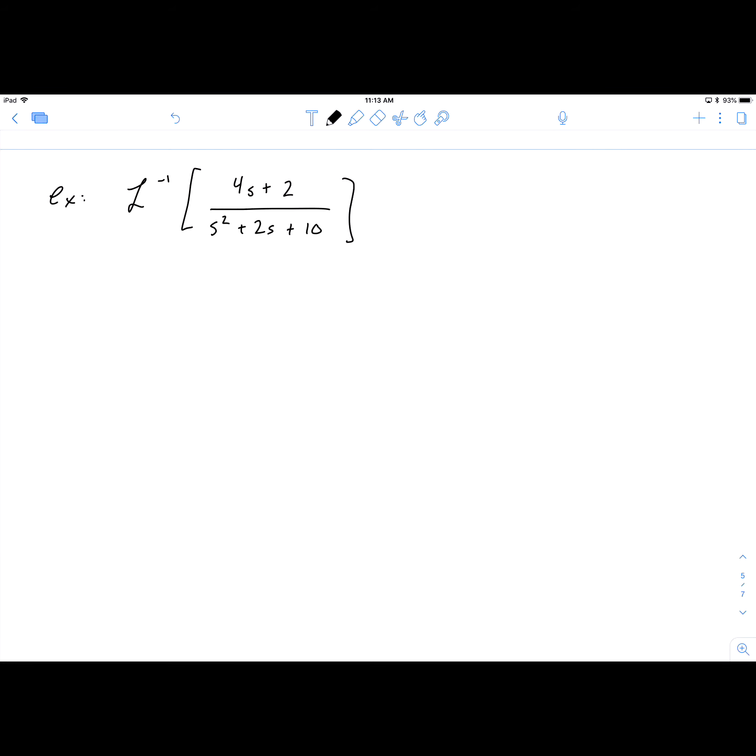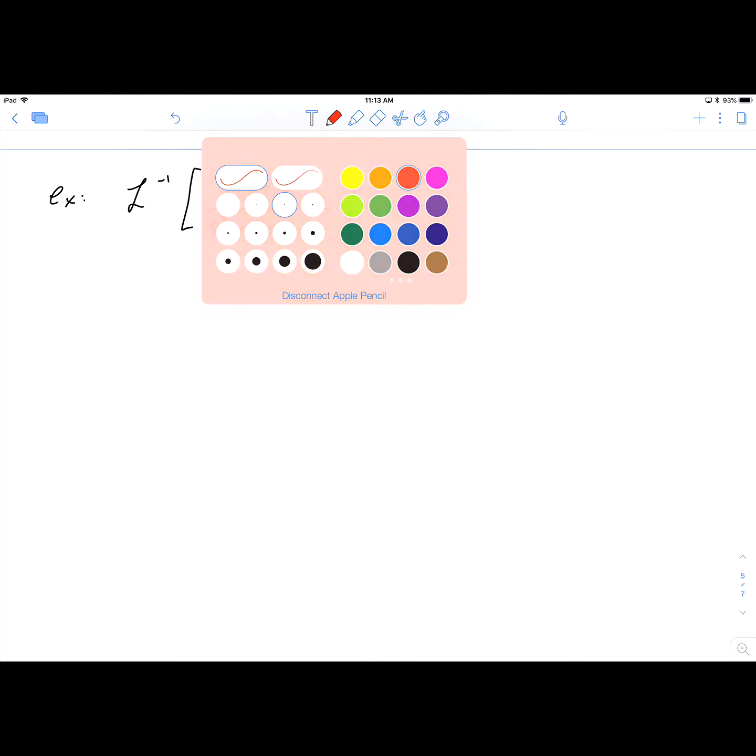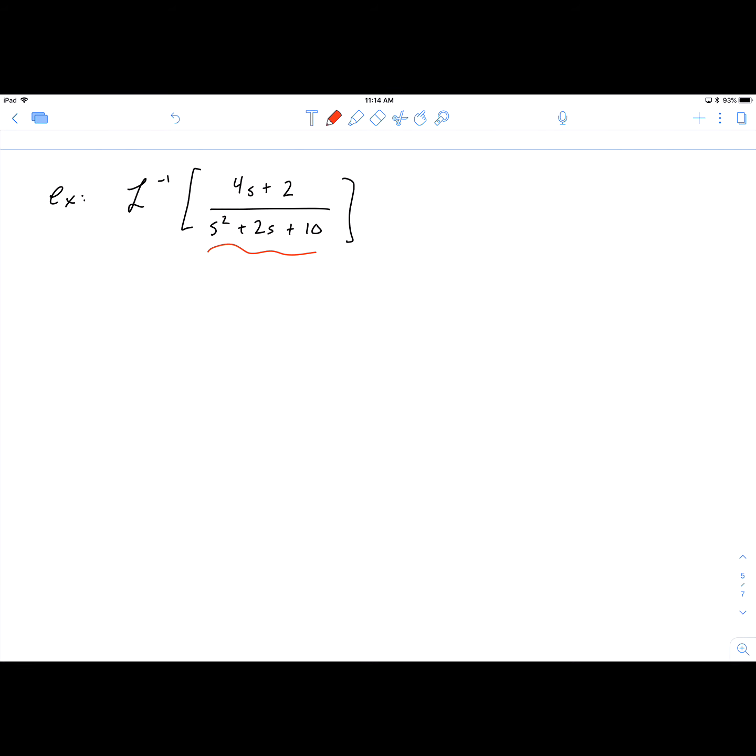Let's find the Laplace transform of 4s plus 2 over s squared plus 2s plus 10. Now looking at this, it's easy to get daunted by it, but if you look carefully, it looks similar to the one we did on the last example, where we have this denominator that doesn't look like anything we have in our Laplace table. But if we were to complete the square, we would get one that looks like the exponential multiplied by either sine or cosine. So let's try doing that first.